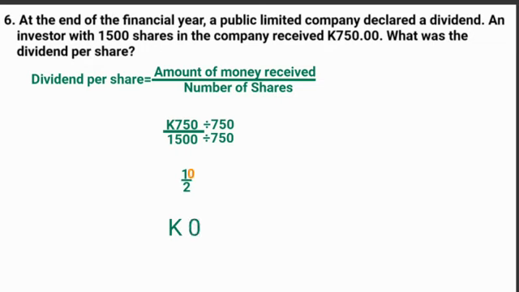Okay, so when you say 2 into 1, it's 0, then 2 into 10, it's 5, which will give us 0.5 kwacha as the price for a share. So dividend per share is 0.5 kwacha, or 50 ngwe. Okay.